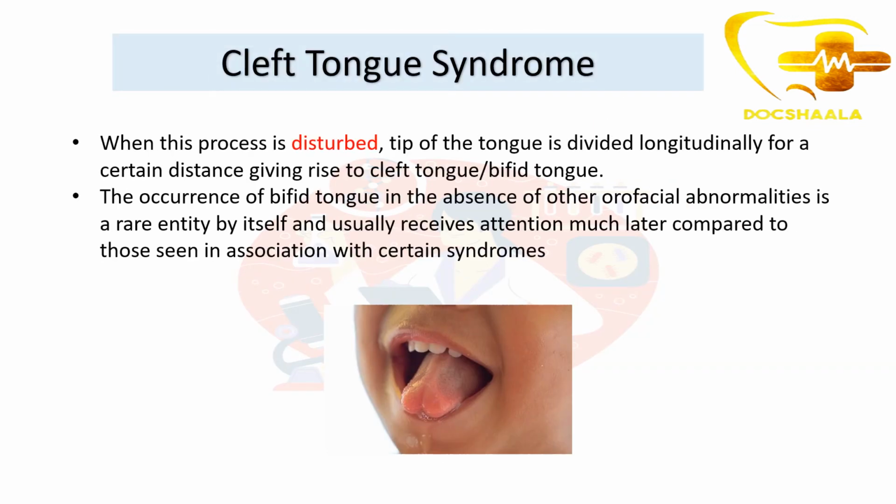Here in this image, you can see the baby with the cleft tongue. When the process is disturbed, that is, when these two lateral lingual swellings do not fuse properly, the tip of the tongue is divided longitudinally for a certain distance, giving rise to a cleft tongue or bifid tongue. The occurrence of bifid tongue in the absence of other orofacial abnormalities is a rarity by itself and usually receives attention much later compared to those seen in association with certain syndromes.